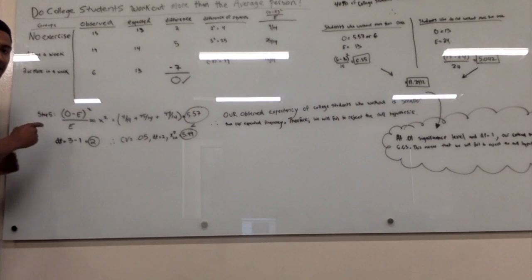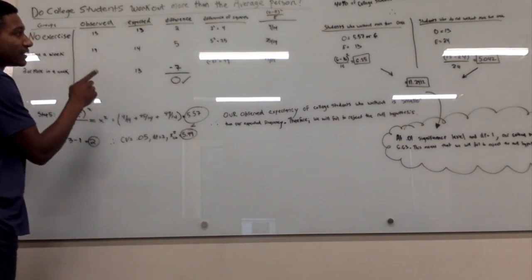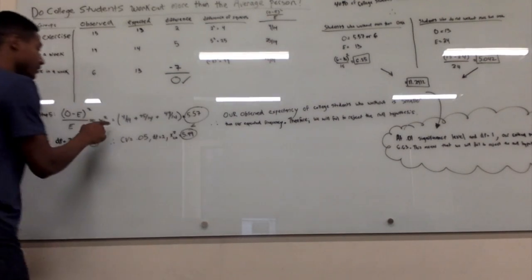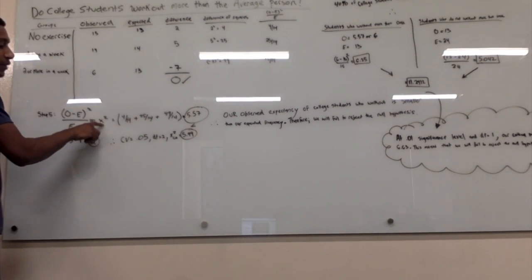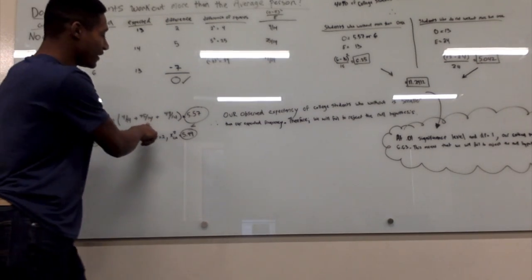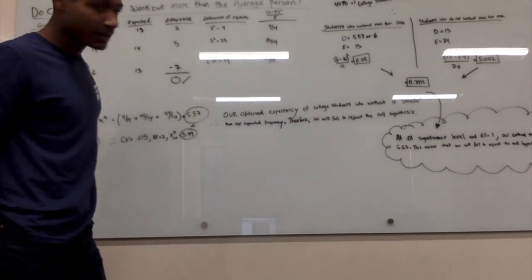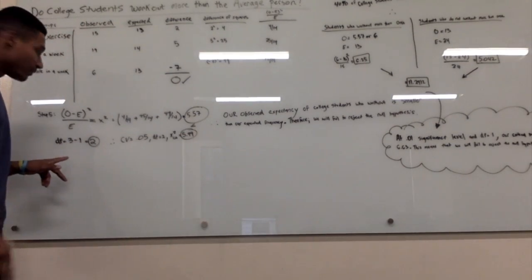And then we're moving on to step 5 right here. Step 5 is going to be adding up all of the steps that we just did. So we're going to take the x squared, 4 divided by 14, plus 25 divided by 14, plus 49 divided by 14, which gives us 5.57. And that's important, but we're going to keep on moving forward.